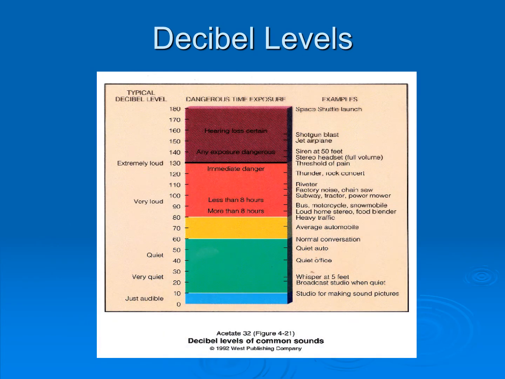This chart indicates the hearing loss range in decibels. That's one of the study questions. You'll notice that a quiet car is at about 50 decibels. A normal conversation is at about 60. If you're in a subway, it's around 100 decibels. A rock concert, of course, is about 120.